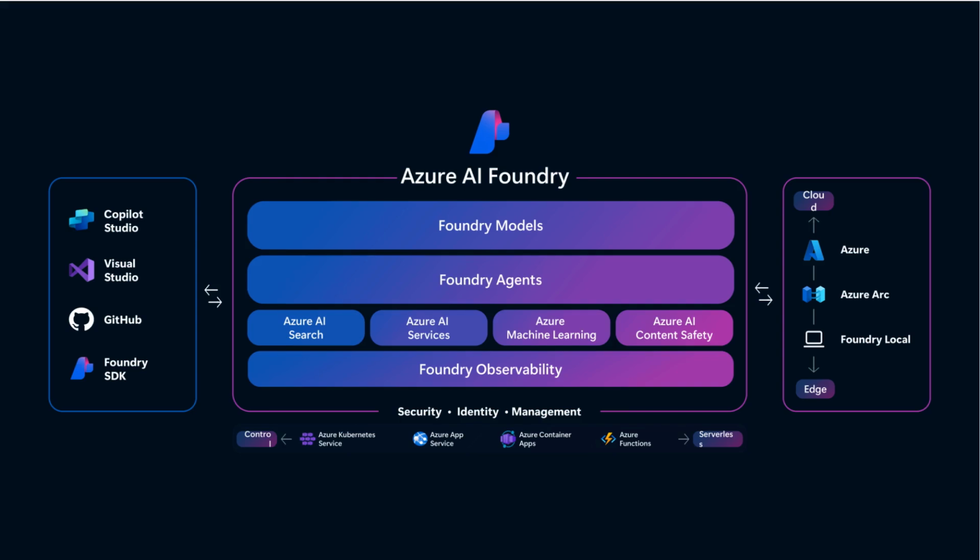Azure AI Foundry unifies AI development and deployment with its rich ecosystem. Foundry models offer a wide selection from GitHub and Azure. Foundry agents enable secure, intelligent workflows via features like advanced knowledge retrieval and content safety to prevent misuse. Foundry Observability provides deep monitoring and diagnostics, catching issues early in live apps. It integrates with familiar developer tools like Copilot Studio and Visual Studio while supporting cloud, local, and edge deployment for flexible management.